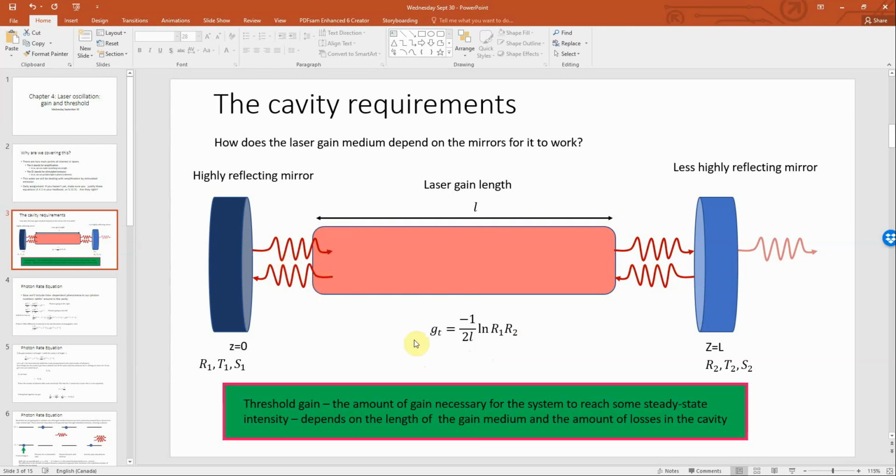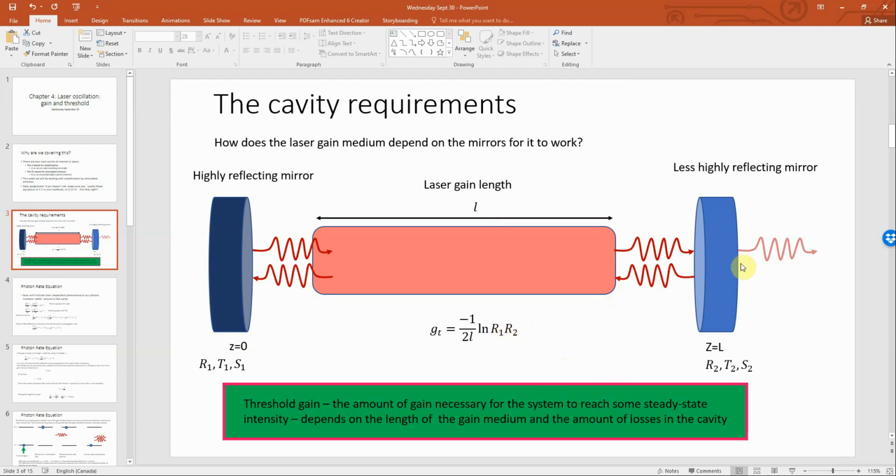And we said the gain threshold for this to work is -1 over 2L, where little l is the length of this gain medium, times the log of R1R2. But when R1 and R2 are close to 1, which is pretty common for lasers, so this mirror here is 99% reflective, or 0.99, and this mirror is 95% reflective, or 0.95, the log of 0.99 times 0.95 ends up being close to 1 minus R1R2.